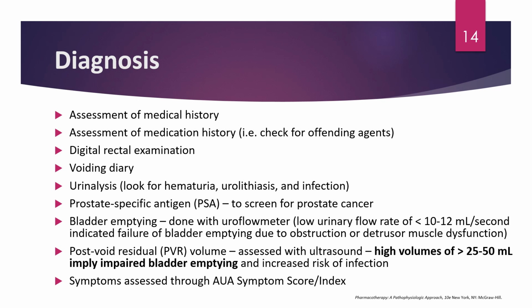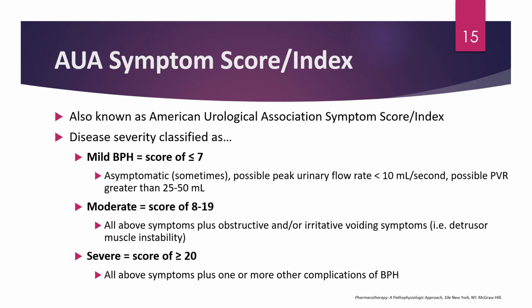We also assess symptoms through a system called the AUA symptom score or index. The AUA symptom score index is also known as the American Urological Association symptom score or index. And the disease severity is classified into 3 different categories. Once you have a diagnosis of BPH, you are basically broken down into a score. So lower scores are actually better.